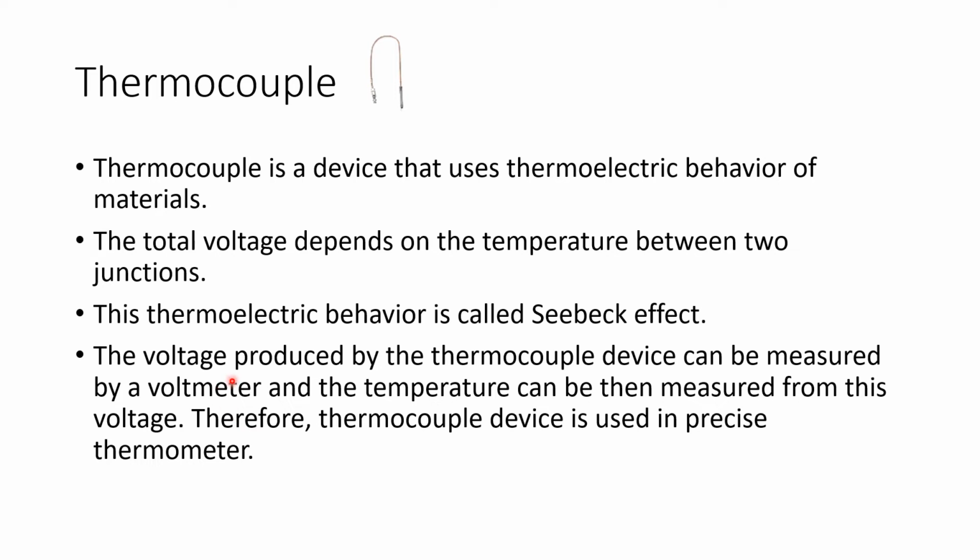more accurately than using whatever thermometer is on site. Why? Because we are using the thermocouple device, and we get the voltage because it uses the thermoelectric behavior. So we can measure the voltage by using the voltmeter, and then we use that voltmeter measurement to get the temperature. That's how precise thermometers are built. The principle is thermoelectric behavior, where we discover voltage.